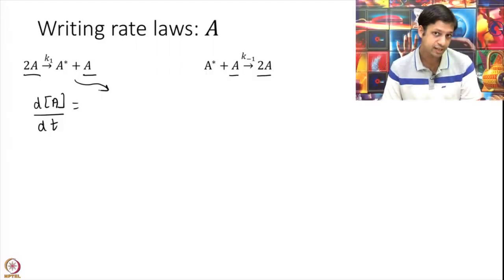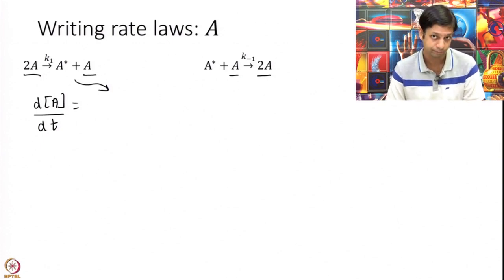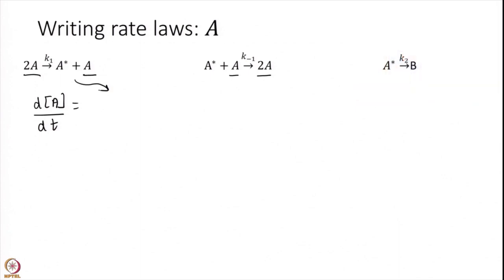So, what is the extent here? If 2 moles of A is consumed, 1 mole of A will be produced. Therefore, the extent is 1 mole of A is consumed overall. So, what we have is a minus k1 A square. The minus sign comes because A is consumed by 1 mole as the extent, and this component is simply rate constant into reactants, nothing more, no more thinking on that.